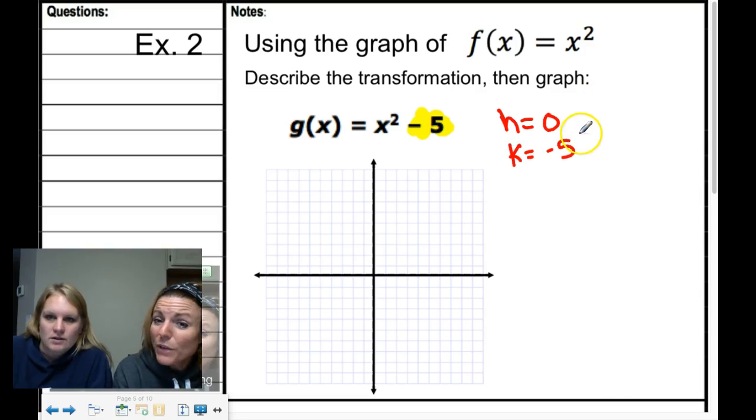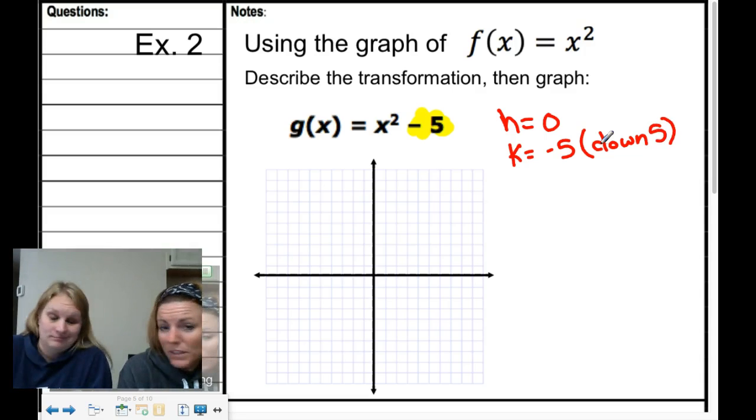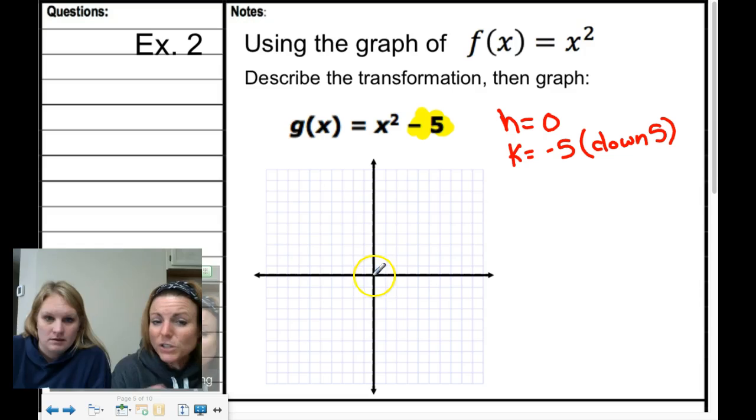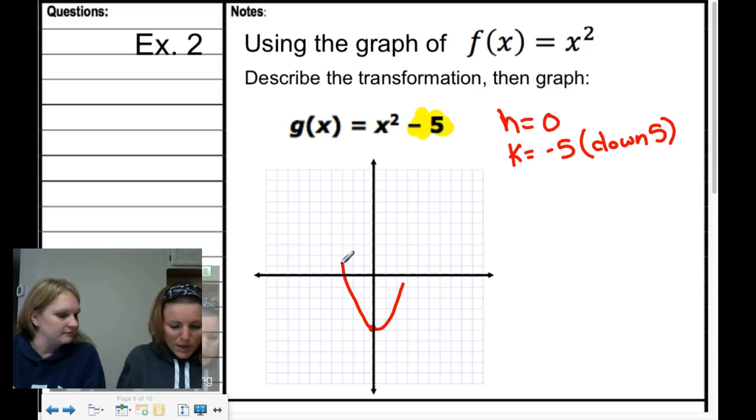So let's do that. You're going to go down 5. And H is 0, so you're not moving left or right. Again, we start at 0, 0. We don't have to plot the parent function. This time we're not going to go right 1 or left 2. You're just going down 5, and make a U, and there you go. And you're done. That's it.